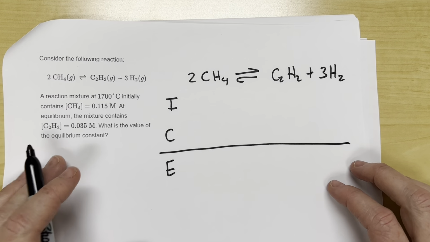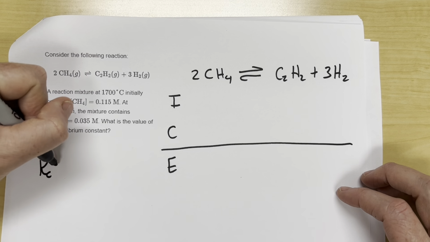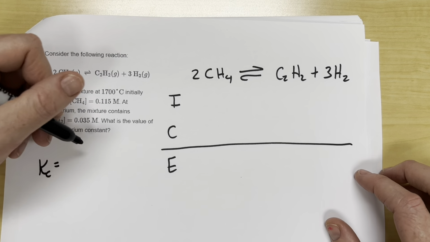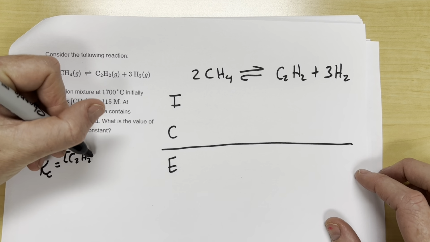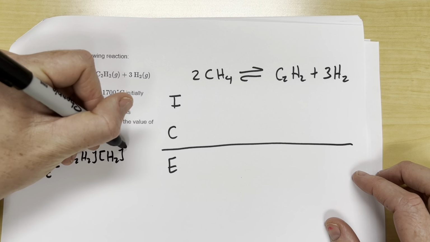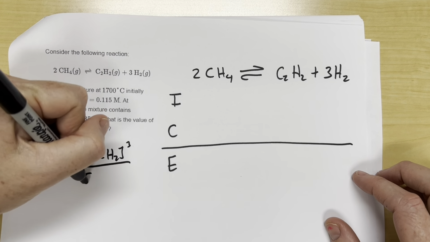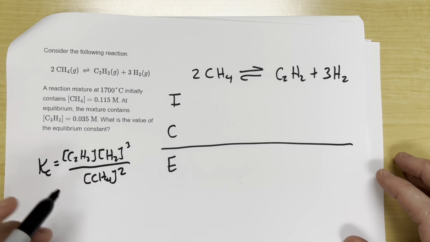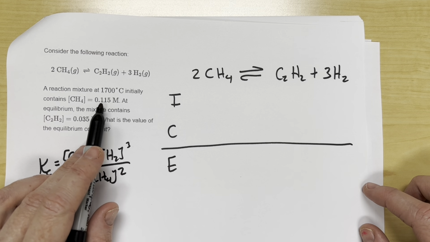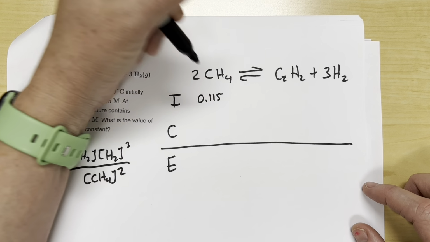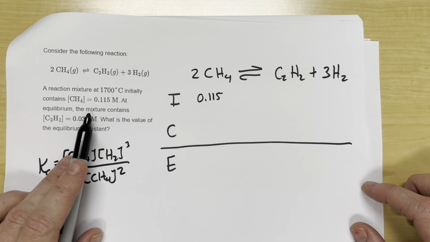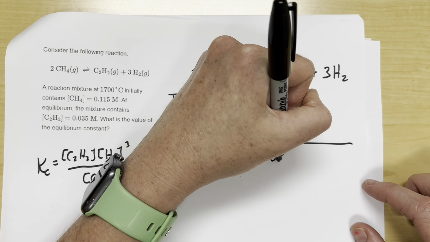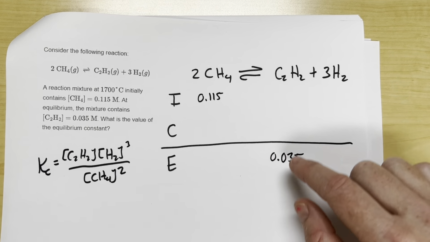I also, like I said, like to get the equilibrium expression out of the way. So this is going to be C2H2, H2 cubed, all over CH4 squared. All right, let's fill this in. It says it contains initially 0.115 of the CH4. At equilibrium, the mixture contains 0.035, my bad, of this C2H2.